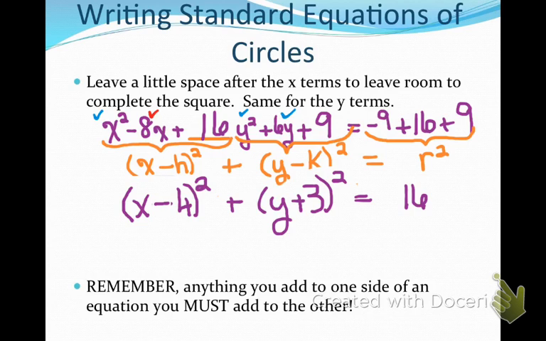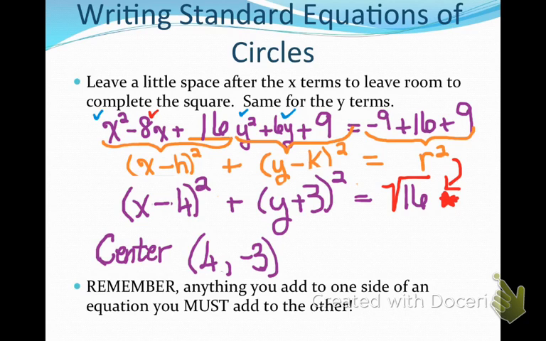So now I have the standard form of this equation. I've rewritten this equation in standard form by completing the squares. So now I can identify my center and my radius. Now heads up on the radius, though, you have to be careful. That 16 is already squared. So to find the radius, I'm going to have to take the square root of it. So my center would be positive 4, negative 3, and my radius would be the square root of 16, which is 4.